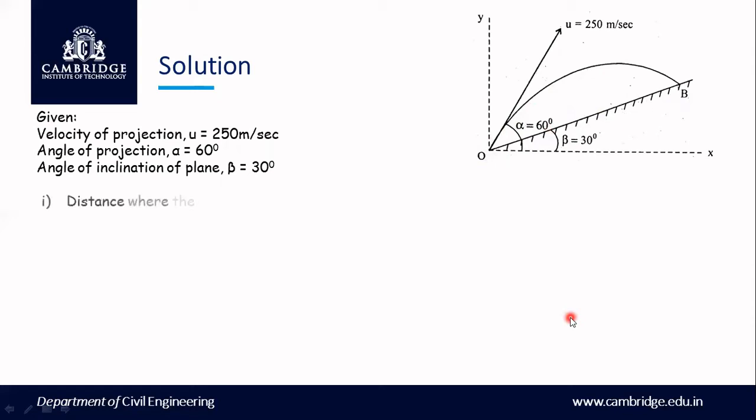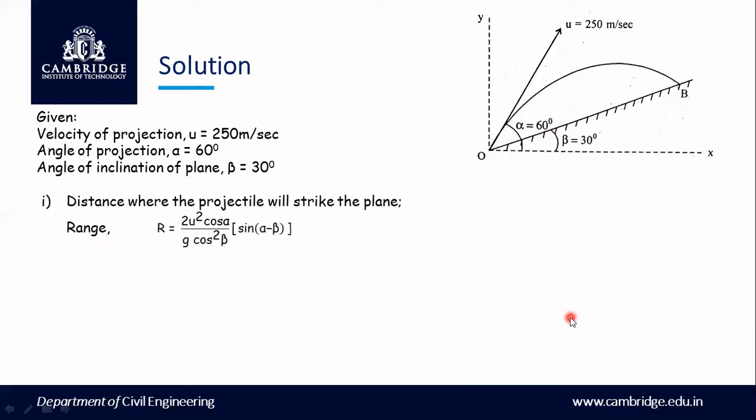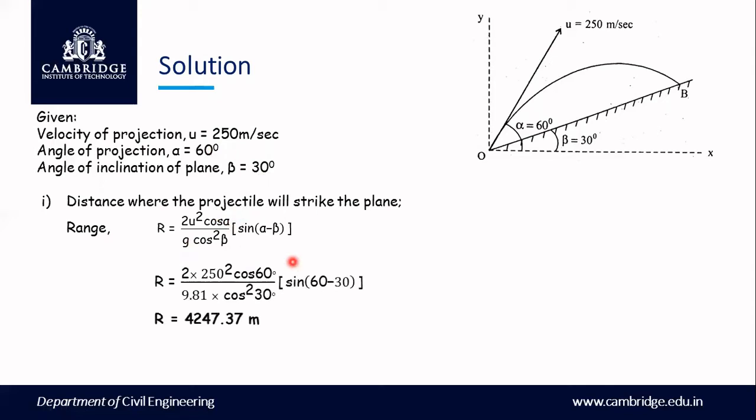Okay, so we have the equations. Distance where the projectile will strike the plane, that is nothing but the range. You know the equation already for an inclined surface, R is equal to 2u square cos alpha divided by g cos square beta into sine of alpha minus beta. You know the value of u, alpha, beta, g also you know. So substituting the corresponding values and simplifying further, you get the answer as range is equal to 4,247.37 meters. So this will be the value for range.